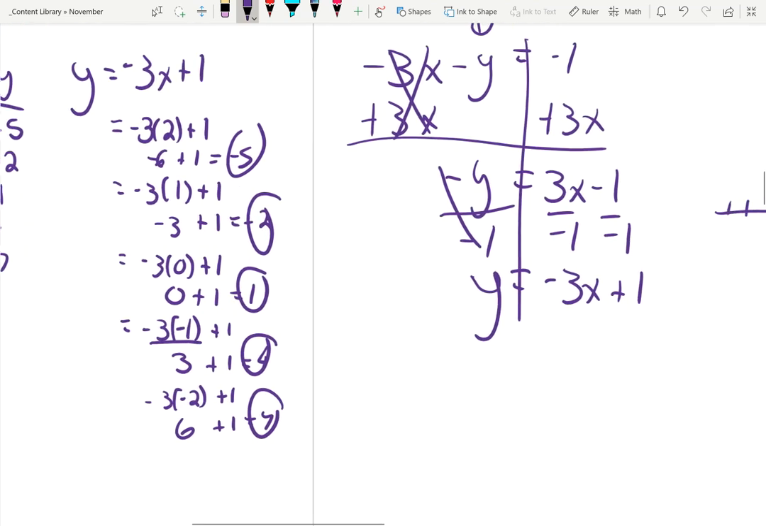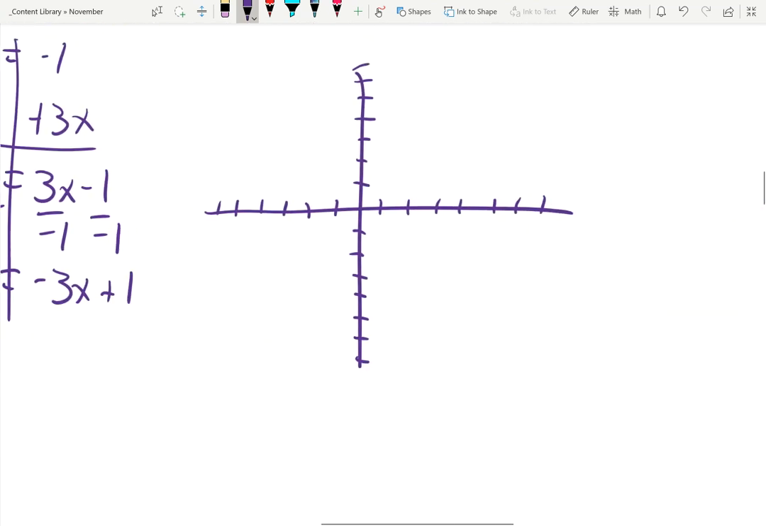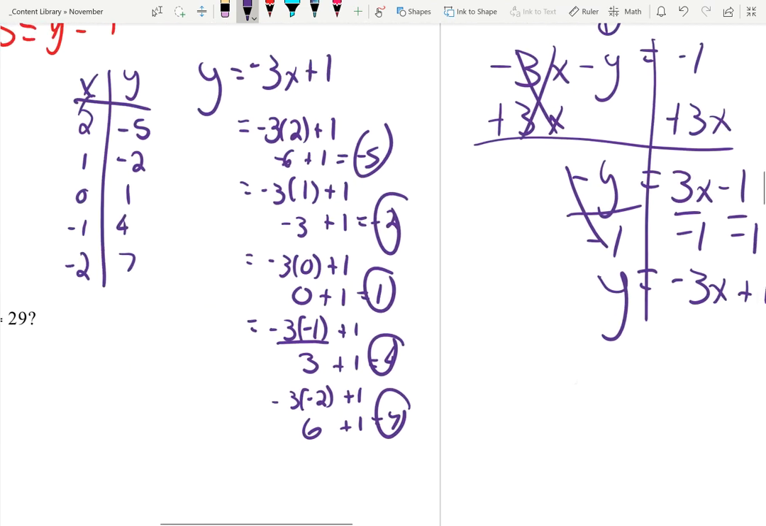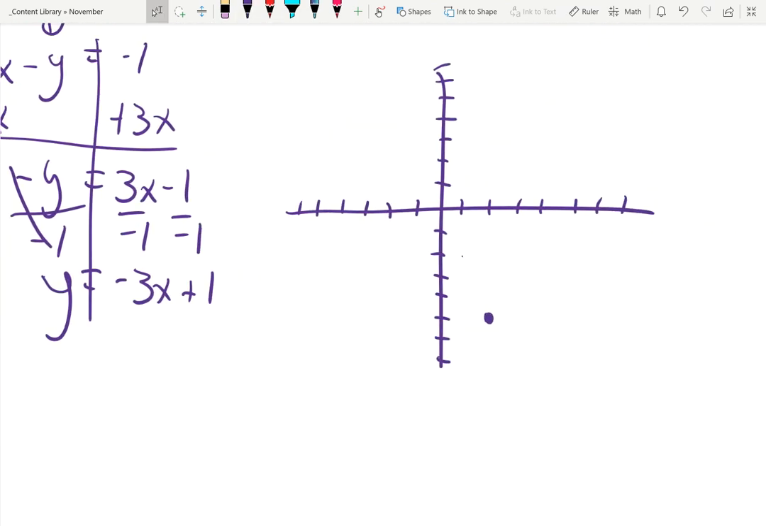So we had the point 2, negative 5. So 2, negative 5 would be right about there. We had 1, negative 2. 1, negative 2 would be about there. We had 0, 1. We had 1, 4. And we had 2, 7, which is going to be way up there. Or negative 2, 7.